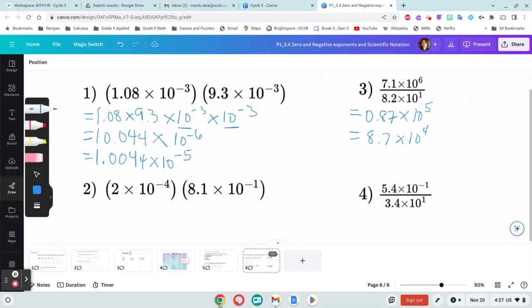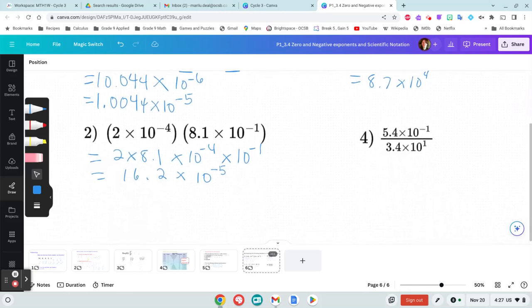So hopefully you've paused it and tried it. So I'm going to have 2 times 8.1 times 10 to the negative 4 times 10 to the negative 1. So I get 16.2 times 10 to the negative 5 because I'm adding those exponents together. But again, it's not in full scientific notation. So I have to move that decimal place. So I get 1.62 times 10 to the negative 4.